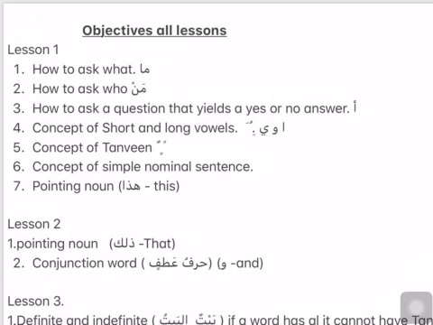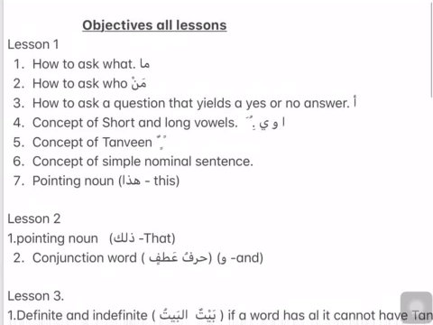Then also we learned the pointing nouns. We learned hada, which means this. In lesson 2, we learned the pointing noun dhalika, which means that. So if I want to point to something that is near, I will say hada. If I want to point to something that is far and is masculine, I will use dhalika. We also learned the conjunction word harf atf, wow, which means and.